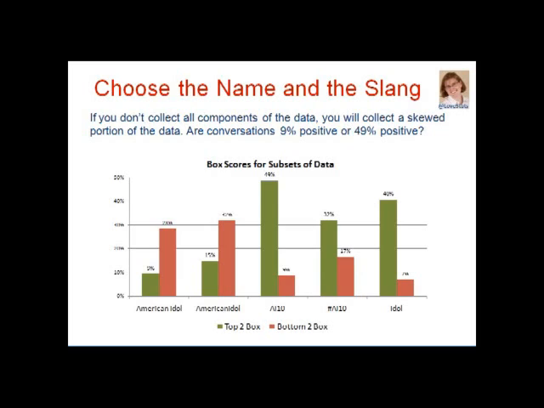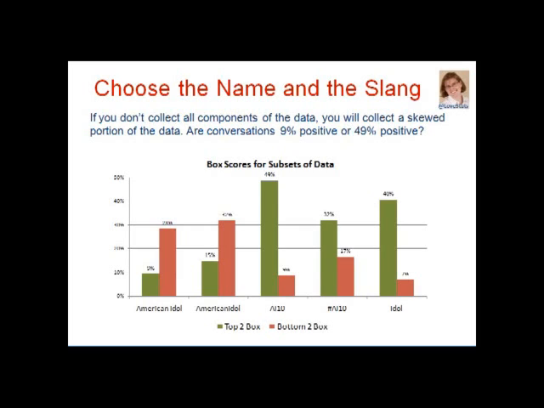Even more shocking is what happens when completely different short forms are used. If we just shorten American Idol all the way down to AI10, we suddenly have conversations that are 49% positive and 9% negative. That's an astonishing difference in brand sentiment. It's really clear that the people choosing to use this particular short form are quite fond of the television show.